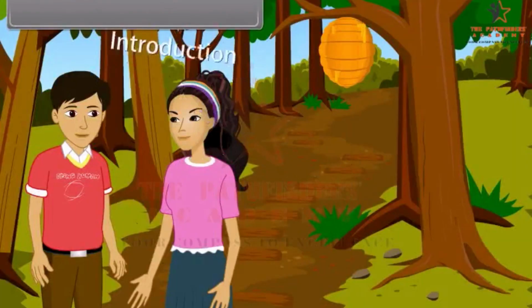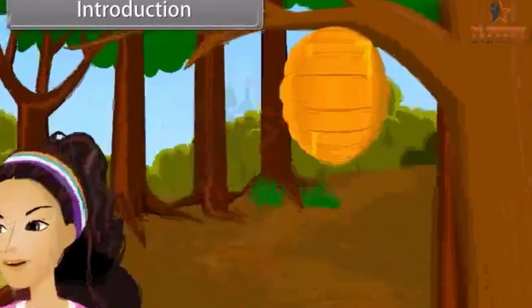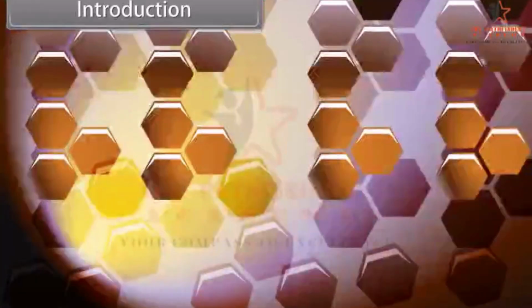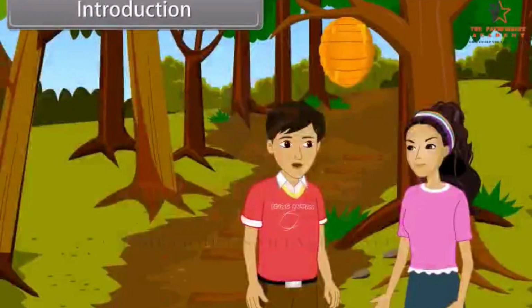Introduction. See those holes on the honeycomb. Yeah, how beautifully the bees make honeycomb. Have you noticed the holes in that? They're in a pattern. Hey, yes, they form a pattern. In nature we can find so many things with patterns.